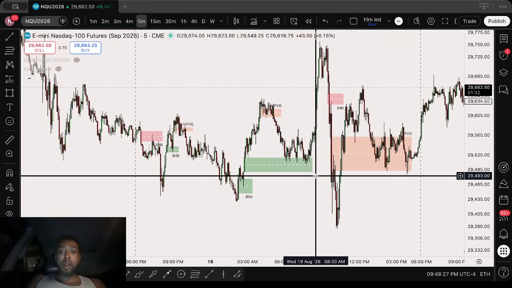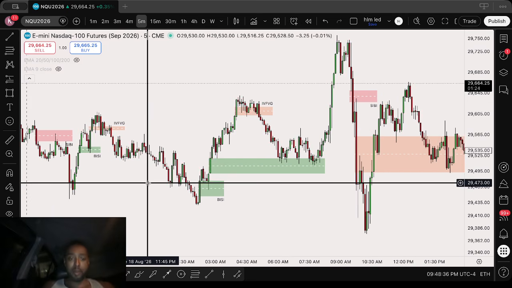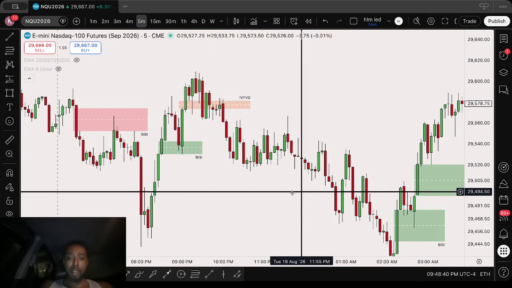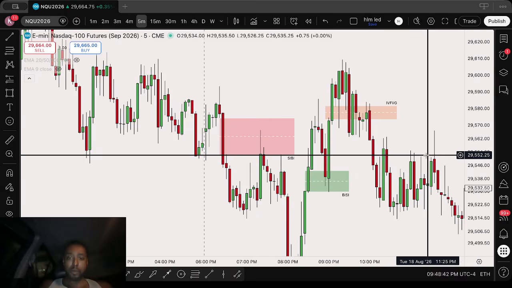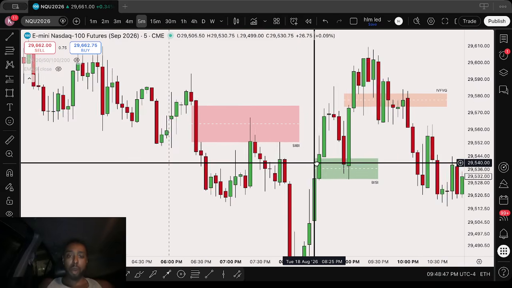Today we're gonna be breaking down inefficiencies, strictly bullish fair value gaps, bearish fair value gaps, and inverse fair value gaps. So the first example we're gonna go over is a bearish fair value gap. So let's focus on the red zone.